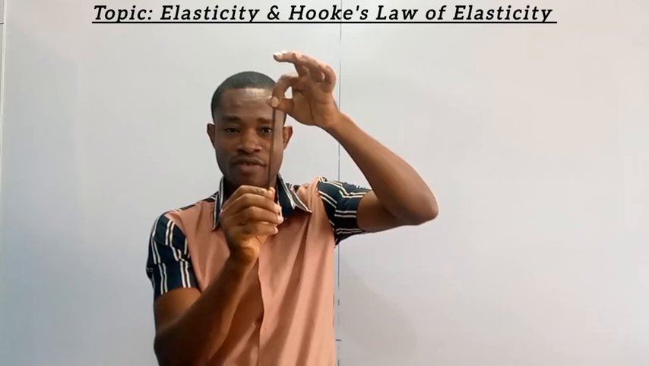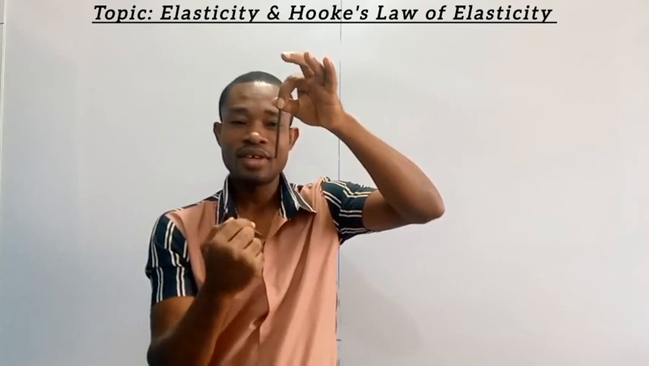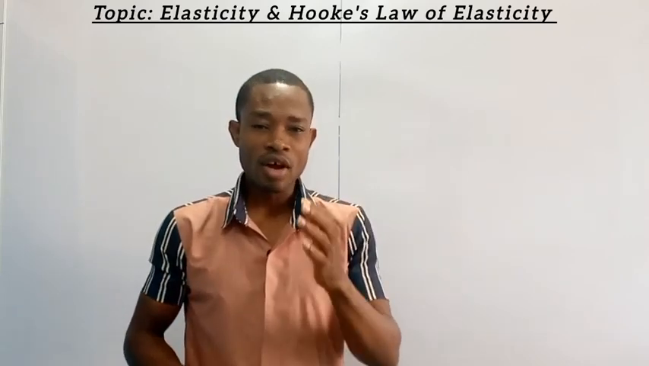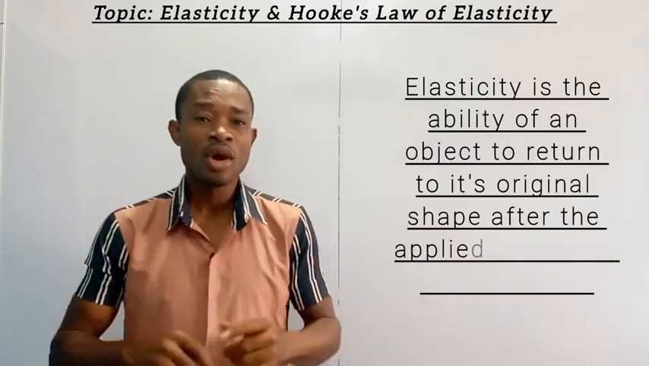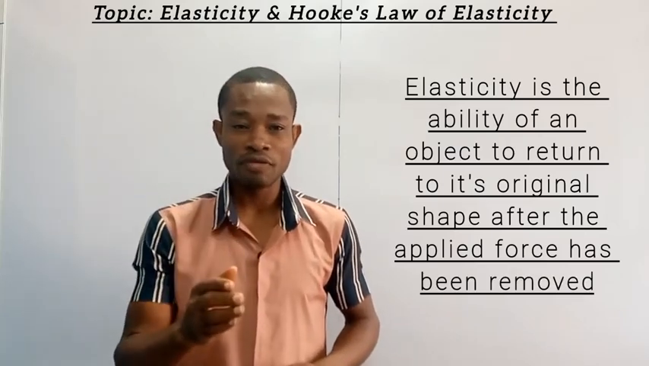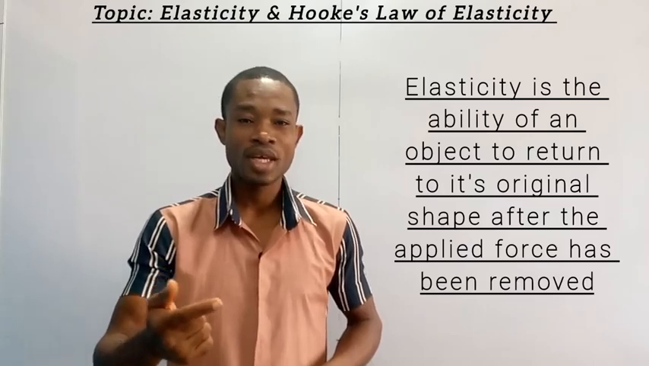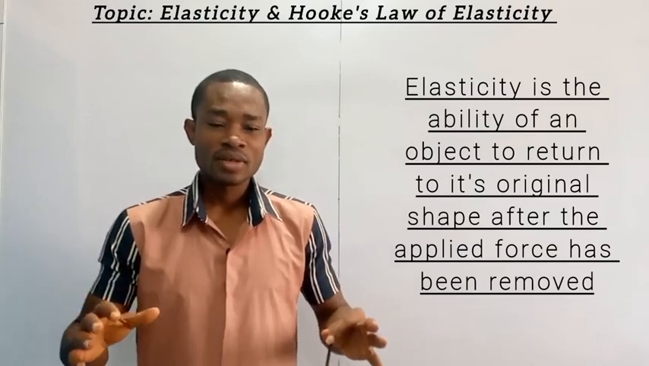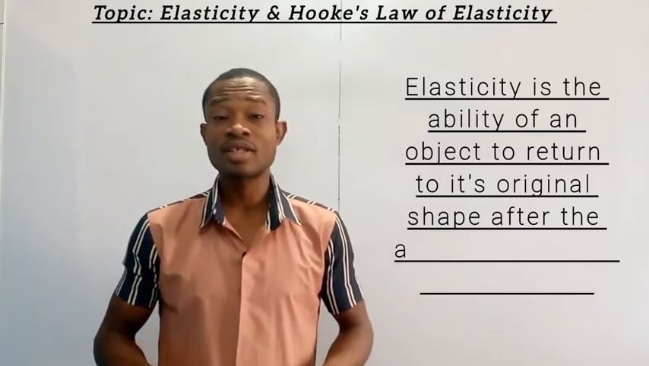And if I choose to leave it now, let's assume that I remove the pulling force, you see something like this. The spring went back to its original shape or position. So the ability of a material to return to its original form, its original position, when an applied force has been removed, that ability is known as elasticity. Any material that possesses this behavior is known as an elastic material.